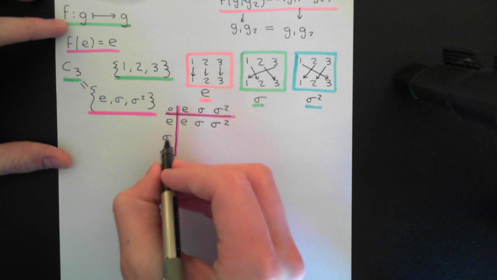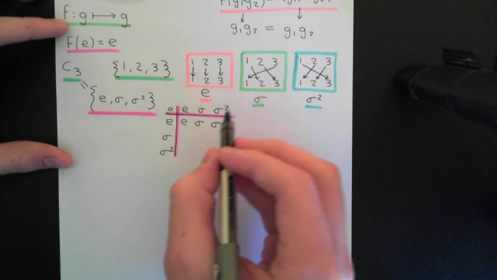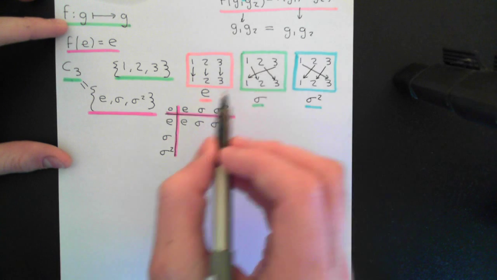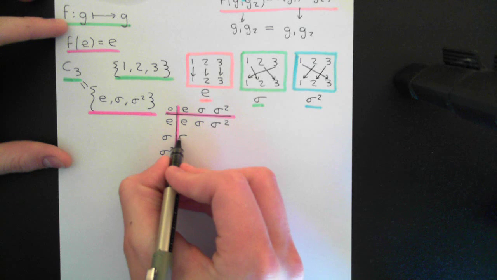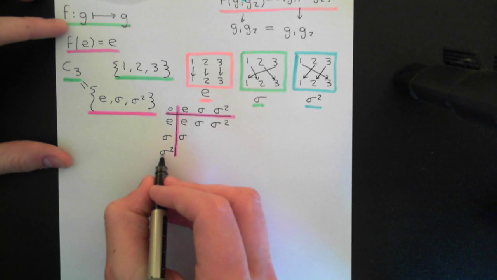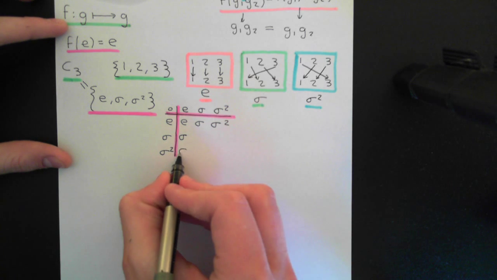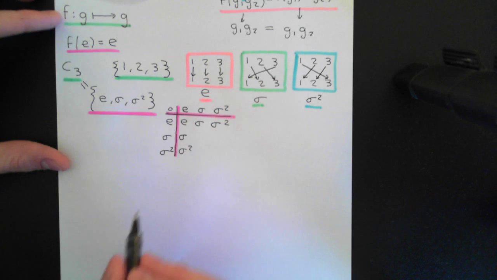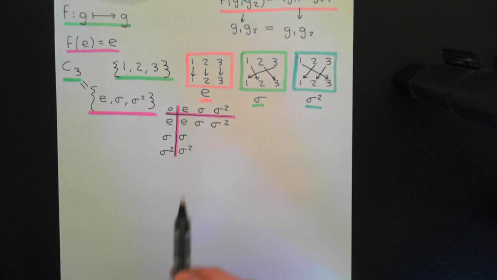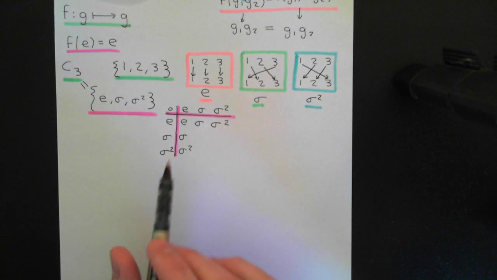Then when we do it the other way around, so sigma composed with the identity, that means do the identity first and now do sigma. Again, that will overall just be the same as doing sigma. And then sigma squared composed with the identity, again, that's sigma squared. So those are the trivial entries in the composition table. Now let's do the 4 non-trivial ones.